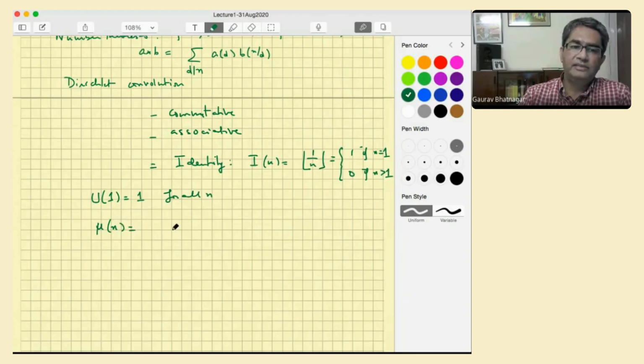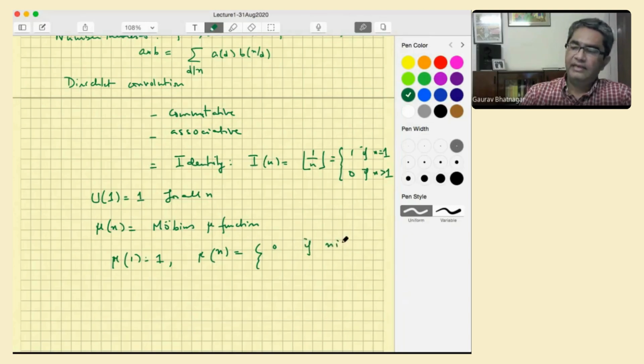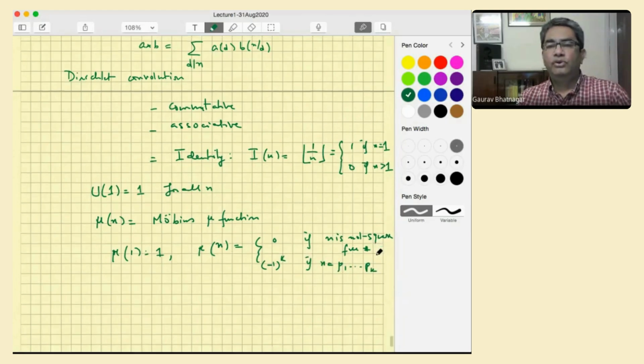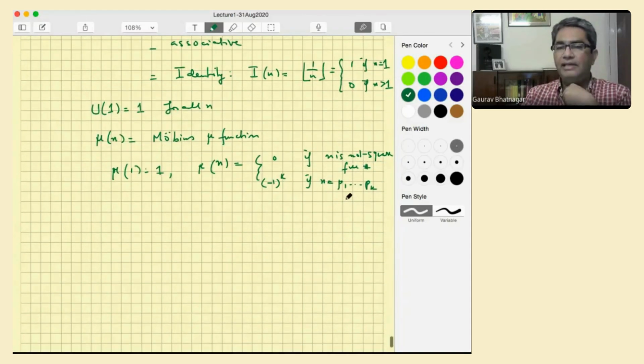So mu of n is called the Mobius mu function. This is a very important function, and it is defined as follows. Mu of 1 is 1, and mu of n is 0 if n is not a square free number, and it's (-1)^k if n is p1 through pk. So if it has any square of some prime, it is 0. Otherwise, it is determined by the number of primes, so (-1) raised to the number of primes. It's a signed function.